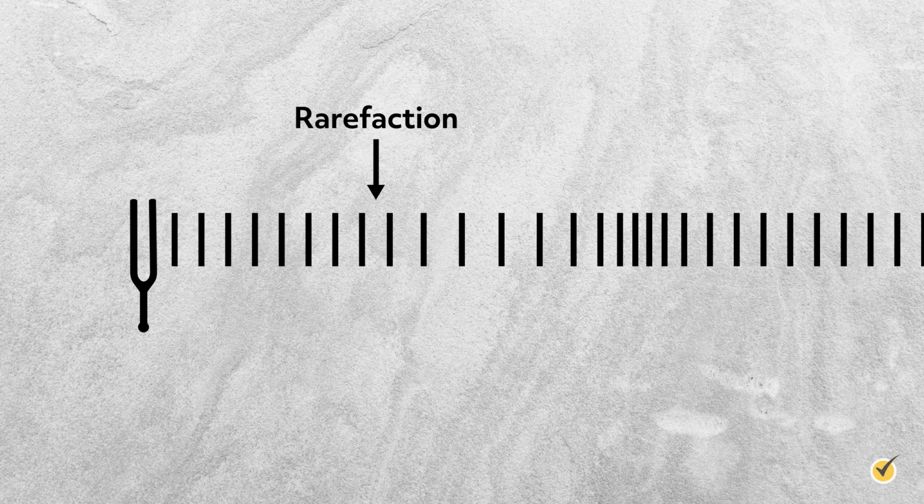We can see this at work in a tuning fork. When the prong of a tuning fork vibrates in the air, the layer of air adjacent to the prong undergoes compression. When the prong moves back in the opposite direction, it leaves an area of reduced air pressure.